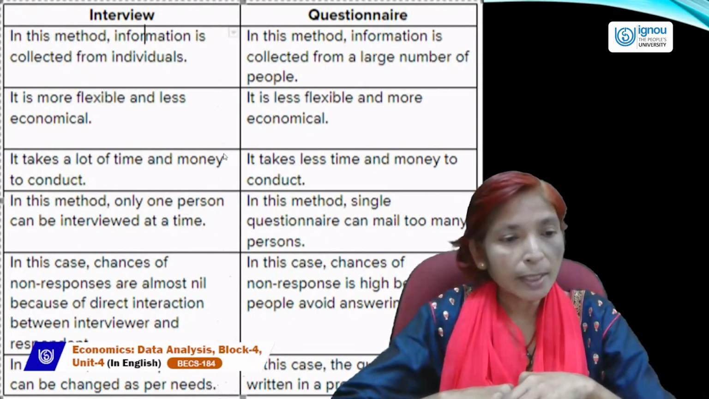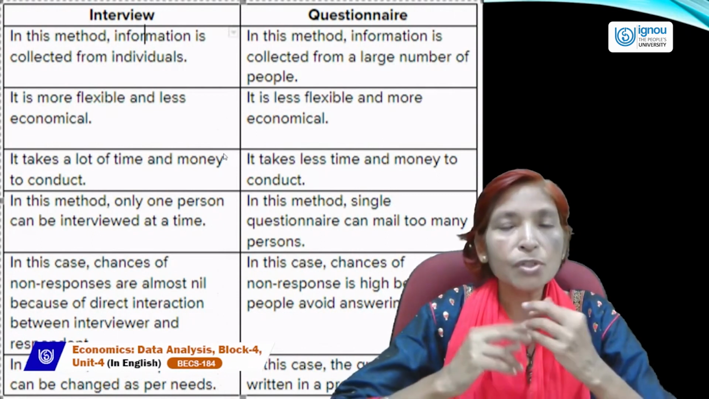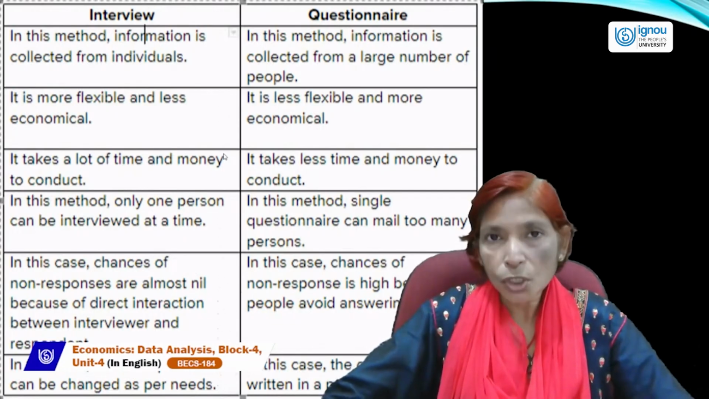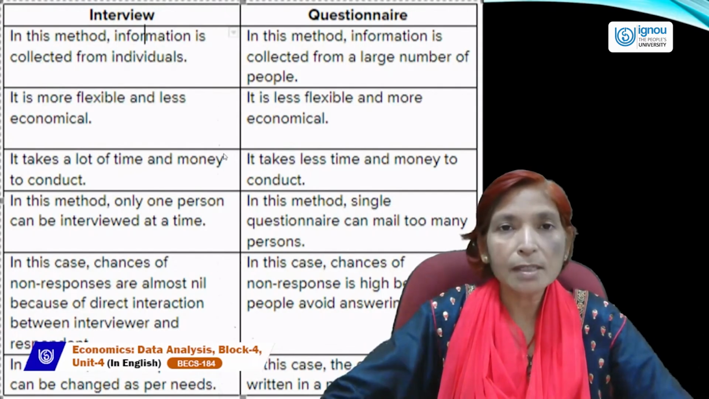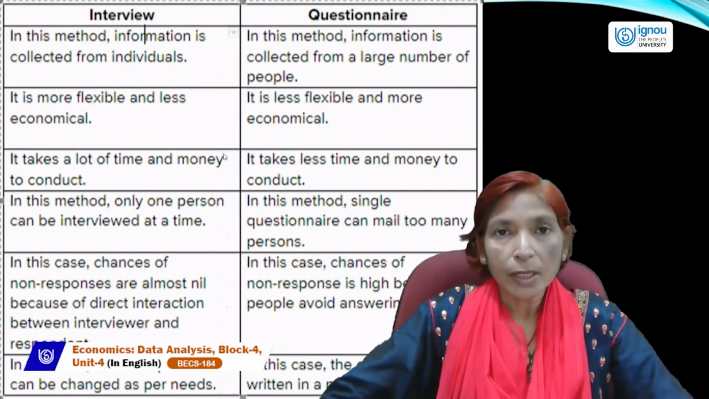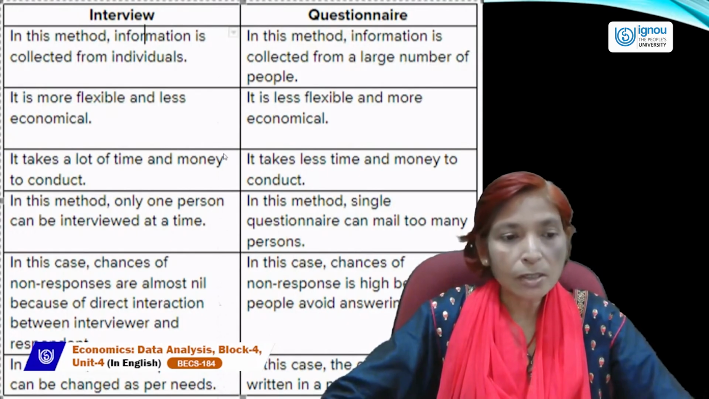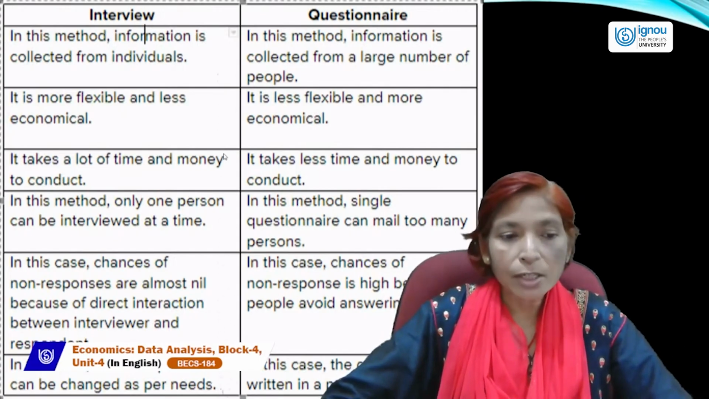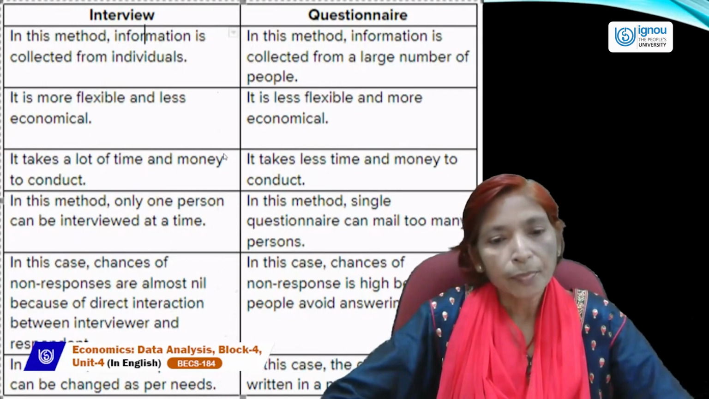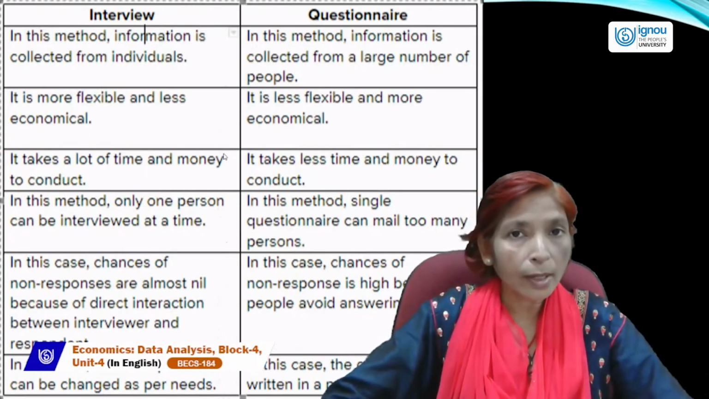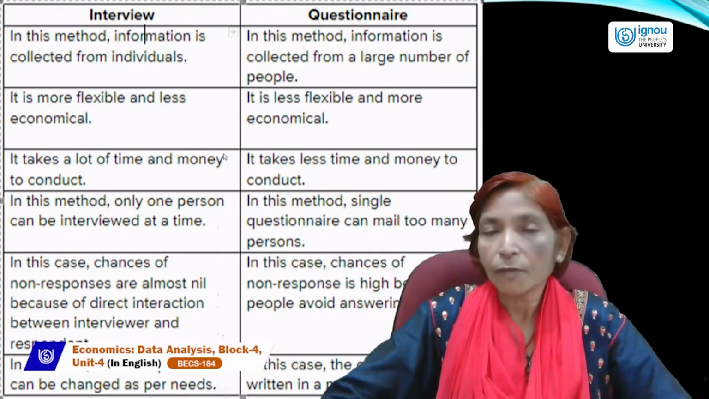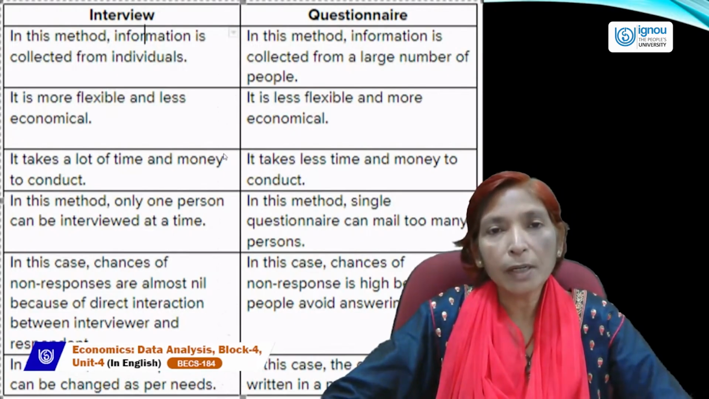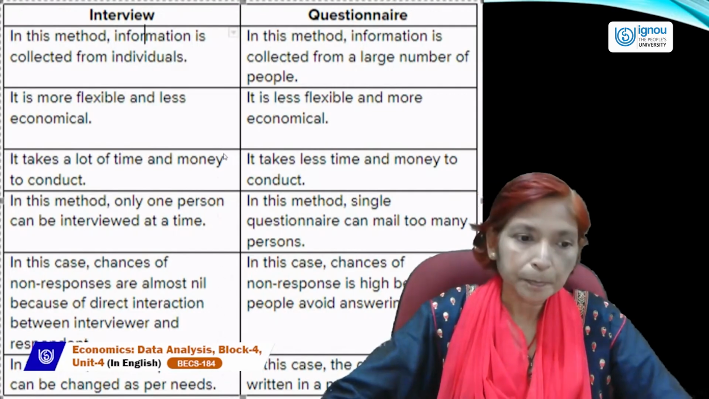In interview method, chances of non-response are almost nil, because while taking an interview, the person definitely gives answers to your questions when you are taking a direct or face-to-face interview. So in this case, non-response is almost nil because of direct interaction between interviewer and the respondents. But in case of a questionnaire, there is no direct or personal contact with the informants or respondents. So in this case, non-response is high because people avoid answering emails.